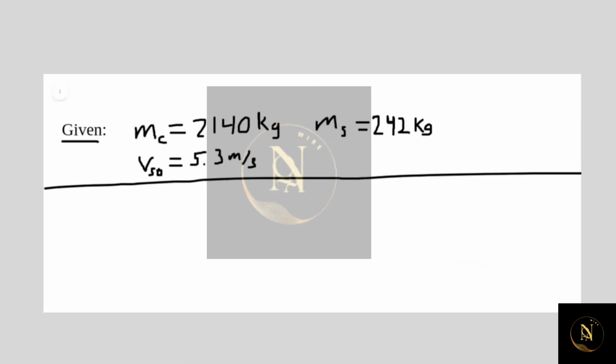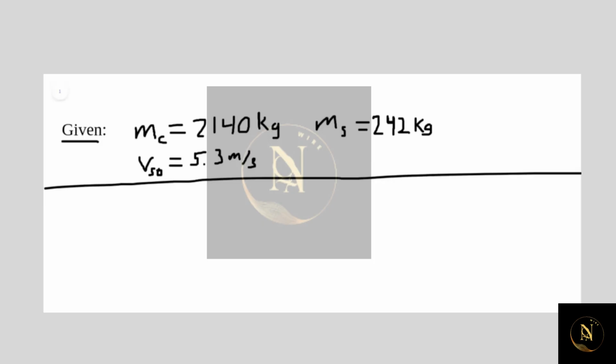Our question says that a 2,140 kilogram railroad flat car, which I write as M sub C here, can move with negligible friction, and it's motionless next to a 242 kilogram sumo wrestler, which I label as M sub S. And this sumo wrestler runs at 5.3 meters per second along the platform parallel to the truck, and then he jumps onto the flat car. What is the speed of the flat car if he then does A, just stands on it, B, runs at 5.3 meters per second relative to it in his original direction, or C, turns around and runs 5.3 meters per second relative to the flat car, opposite to his original direction?